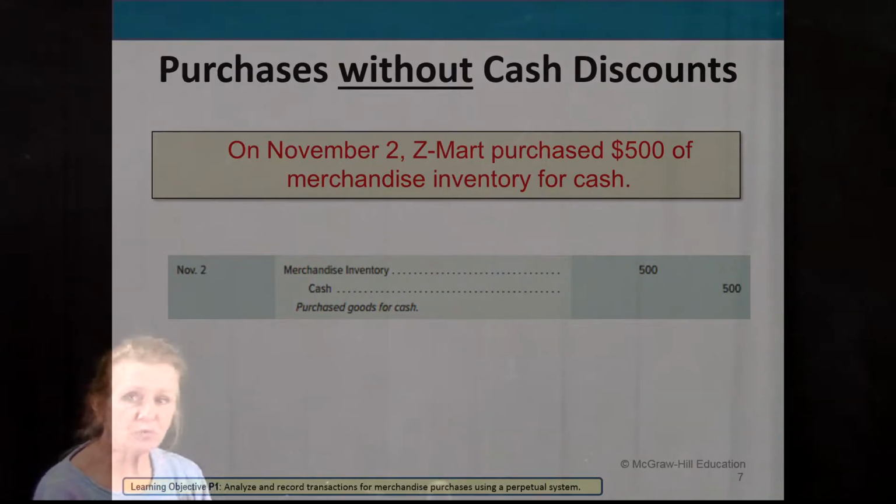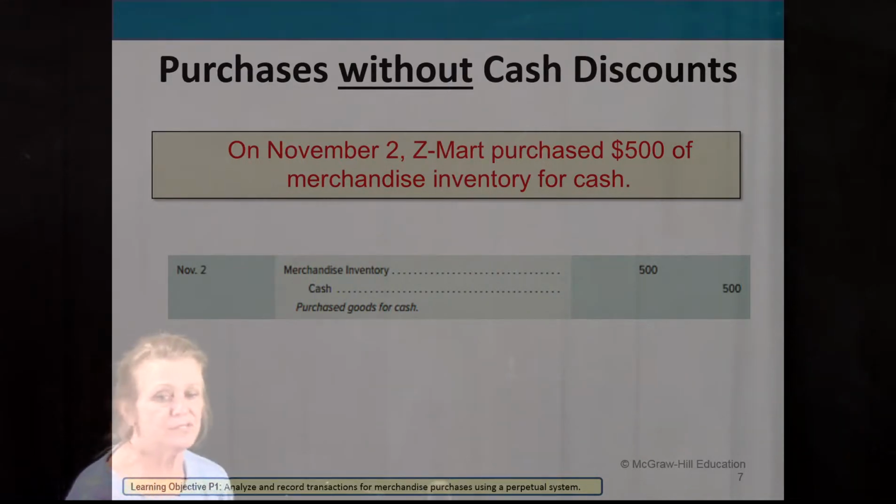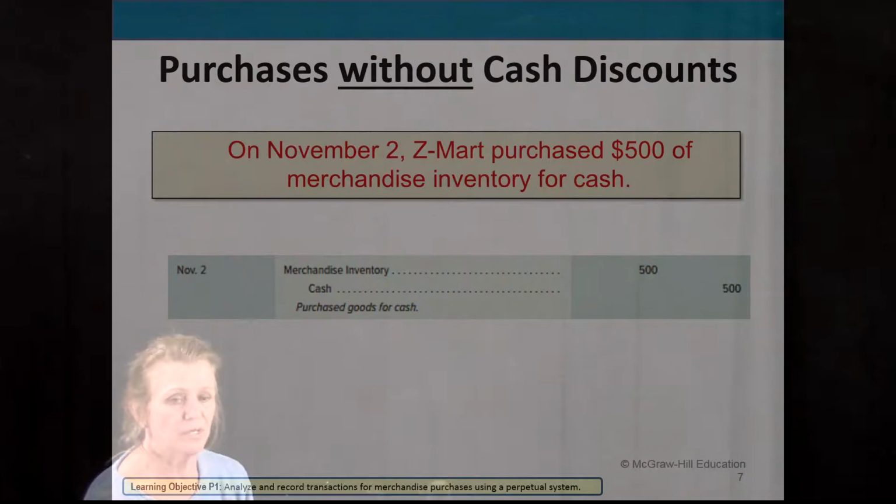So there's a few amounts that go into your inventory purchase. We're just going to go through some examples, and I think that'll help you understand them perfectly easily. On November 2nd, we purchased $500 worth of merchandise inventory. We debited merchandise inventory. That is an asset account. It is a current asset account. We paid cash, so we credited cash, and our explanation was purchase goods for cash.